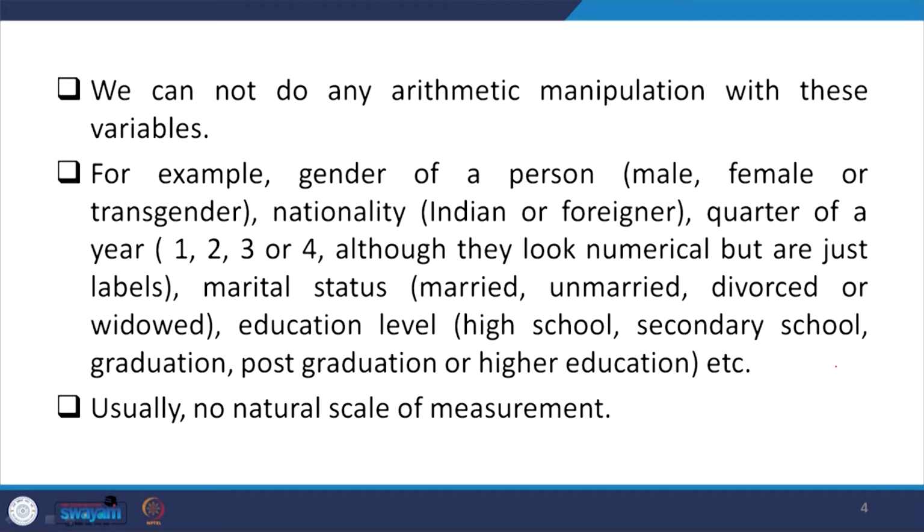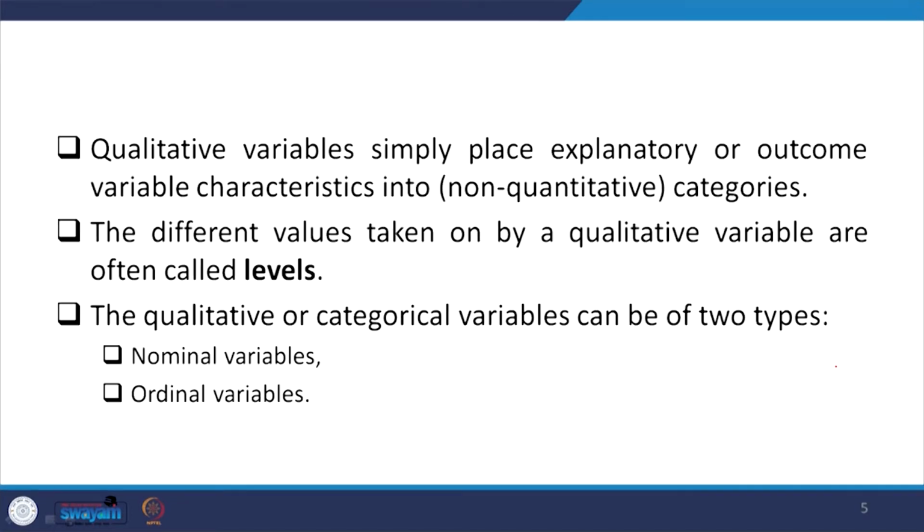Like quarters in a year or gender, male, female, transgender, etc. are important. Please go through each of the examples we cited; I am not mentioning them again. Usually no natural scale of measurement is possible in these variables. Qualitative variables simply place explanatory or outcome variable characteristics into categories. The different values taken on by a qualitative variable are also called labels.